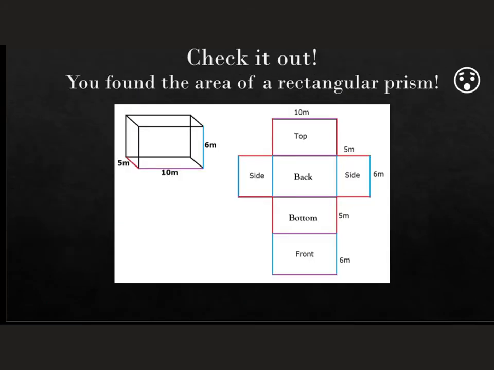This next slide, nothing to write. All it's showing us is we just found the surface area of the rectangular prism. So we found the area of all of our sides, all 6 sides, added it together, and that is the surface area of our rectangular prism.